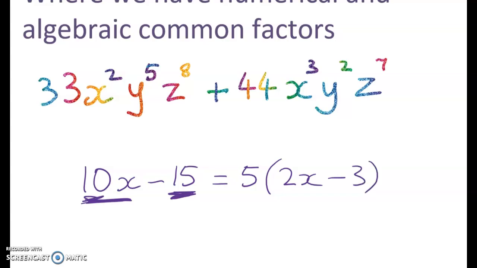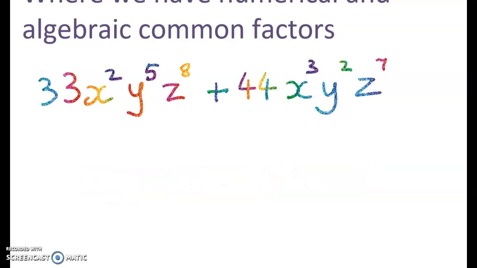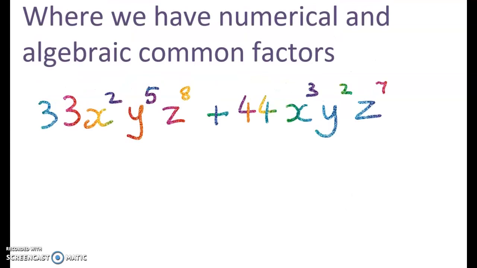So the process we're going to follow for these ones that look horrible is exactly the same. The only difference is that instead of just having a single x and a couple of numbers, we're going to have lots more things to think about. But if we work systematically, we should be fine. So with this first one here, first we're going to look at the coefficients, or what you guys probably still call the numbers, right? What's the highest common factor of 33 and 44? It's 11. So 11 is going to be part of my common factor.